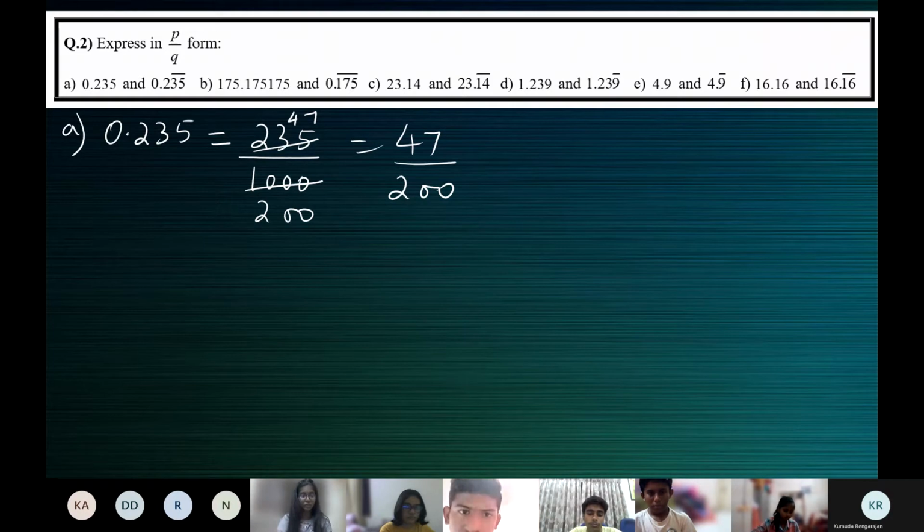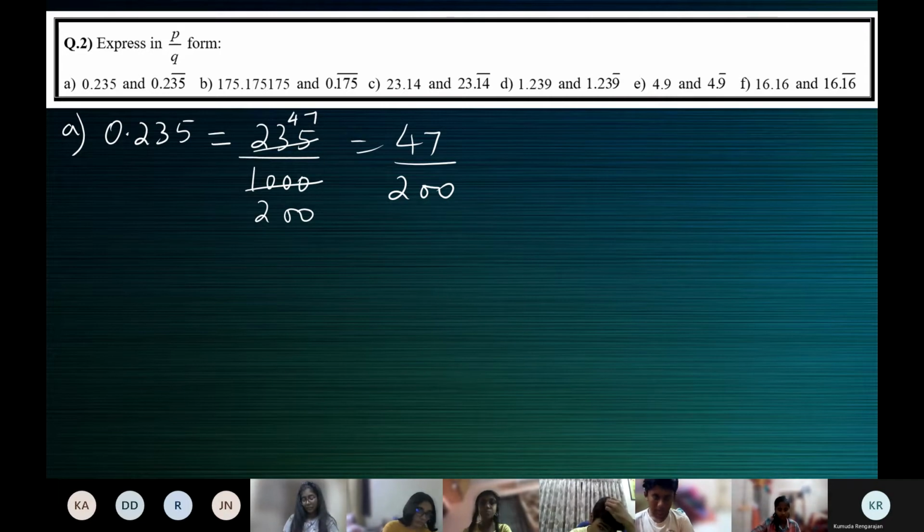Take down, children. Write the heading, express in P by Q form. Completed, ma'am.